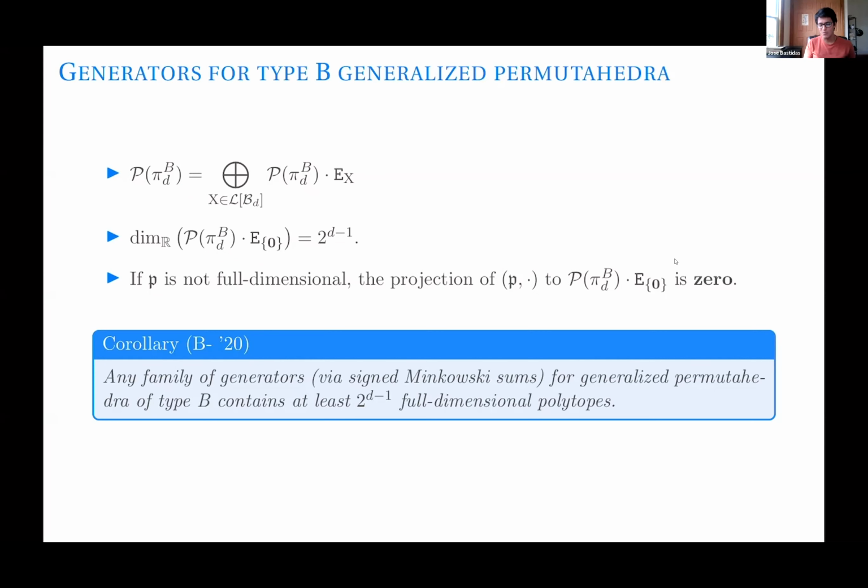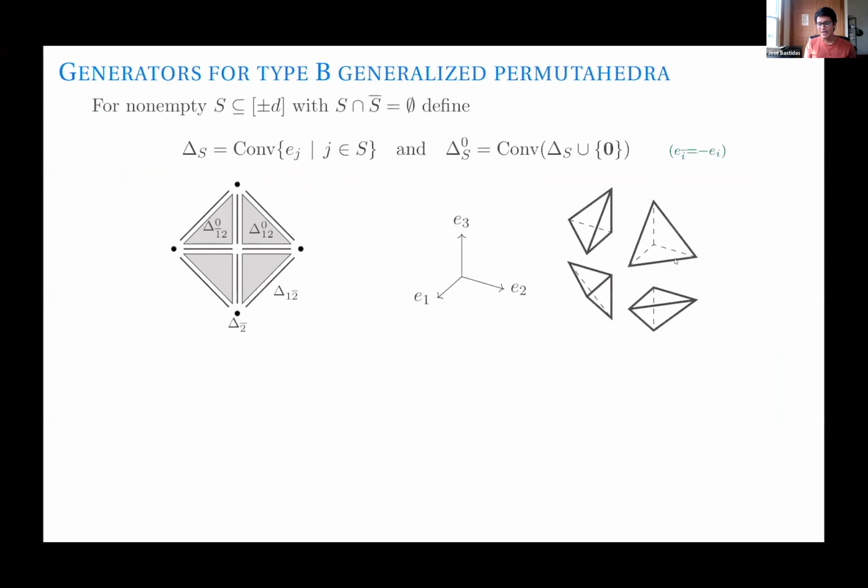So now the question is, I know that I need at least 2^(d-1) full dimensional ones, but can I actually get them? Can I actually construct a family that attains this minimum, for example? We weren't that far away from the right answer before, so we can still consider the cross polytope. Maybe I should have said this before. The cross polytope is just the convex envelope of all of the canonical basis vectors and their opposites. So e1 and negative e1, e2 and negative e2, and so on. Here, e3 and negative e3.